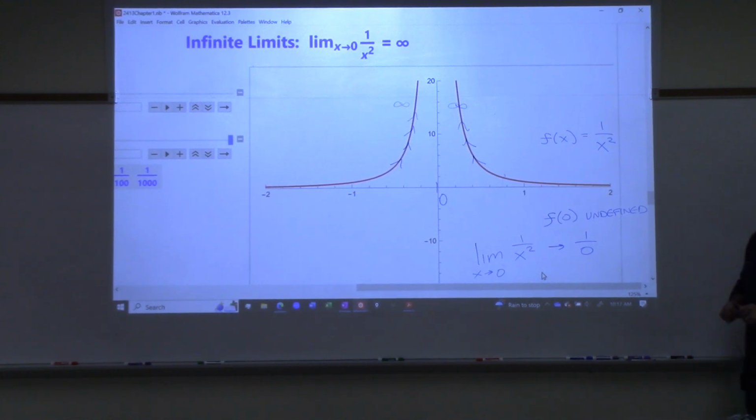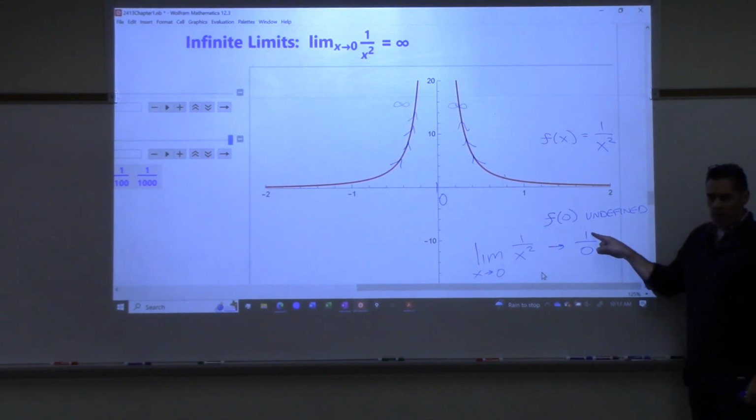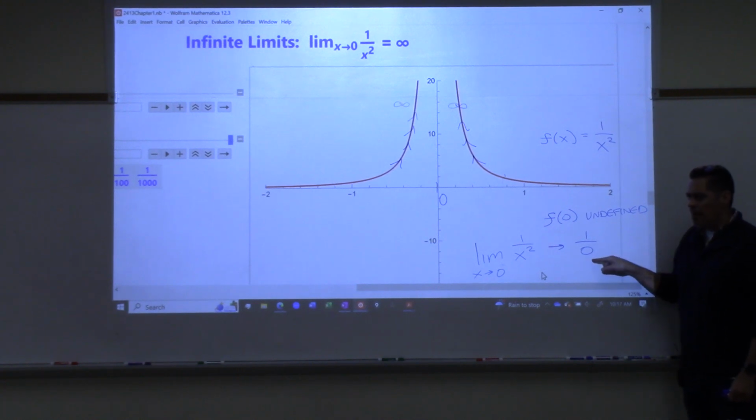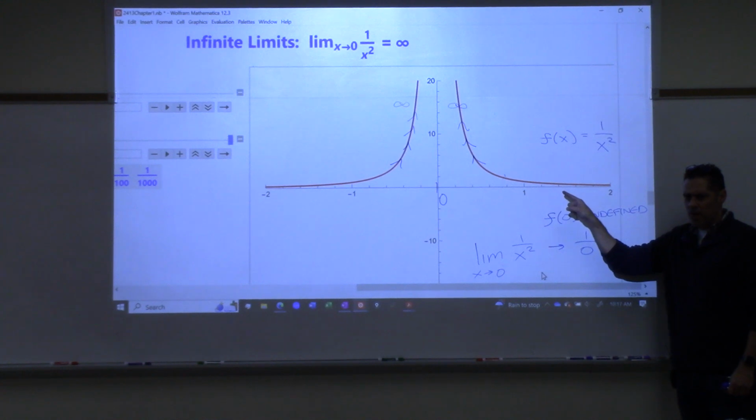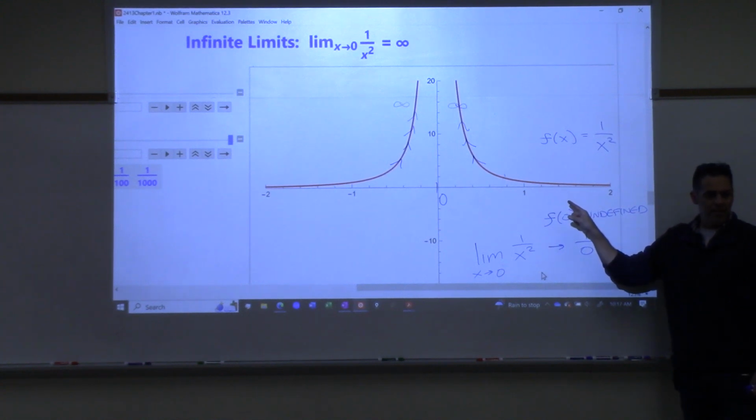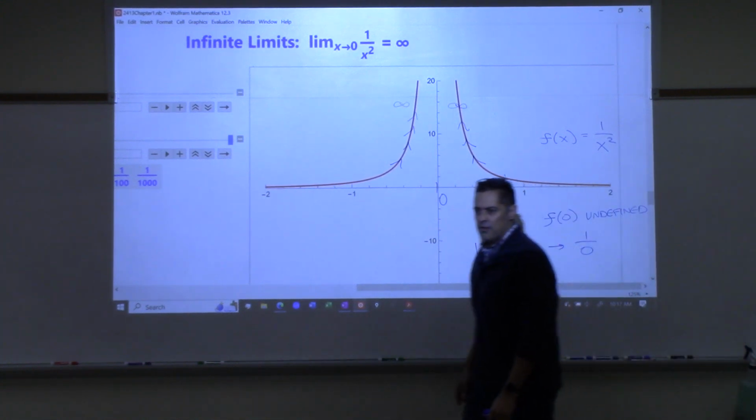So we didn't have 0 over 0. We actually had a number over 0, didn't we? This was a number, not 0, over 0, and we had an asymptote. I wonder if that's always the case. Should we look at another example?